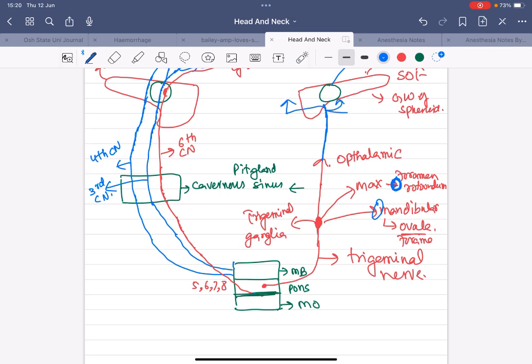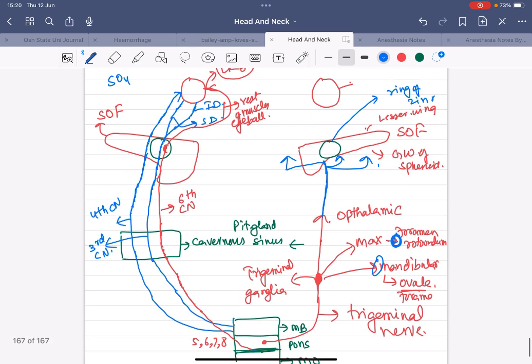What are the three branches? Number 1, nasociliary nerve. So this one is your nasociliary nerve, which is passing through the ring of Zinn. These two branches enter the superior orbital fissure, but they are not entering the ring of Zinn. So which nerves are they? The frontal nerve, and what is the name of the second nerve? Frontal nerve and which nerve?